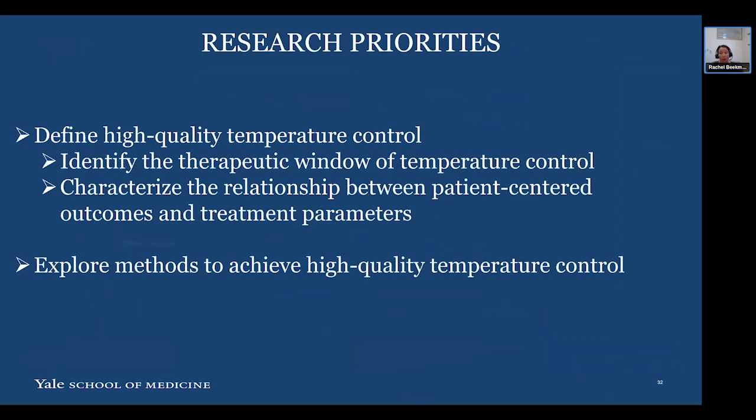In order to move forward, we must understand the therapeutic window of temperature control and the optimal methods required to achieve high quality. This can and should be addressed prospectively. Large pragmatic trial designs will not address this knowledge gap, and smaller, highly controlled trials at sites that have the local infrastructure to deploy rapid cooling will be essential.